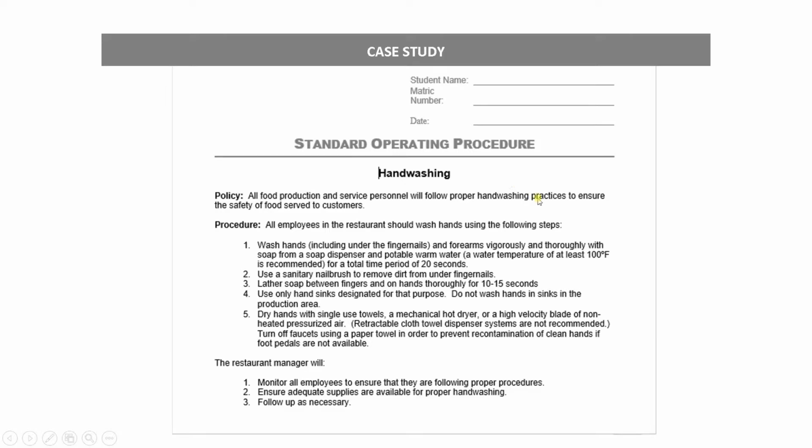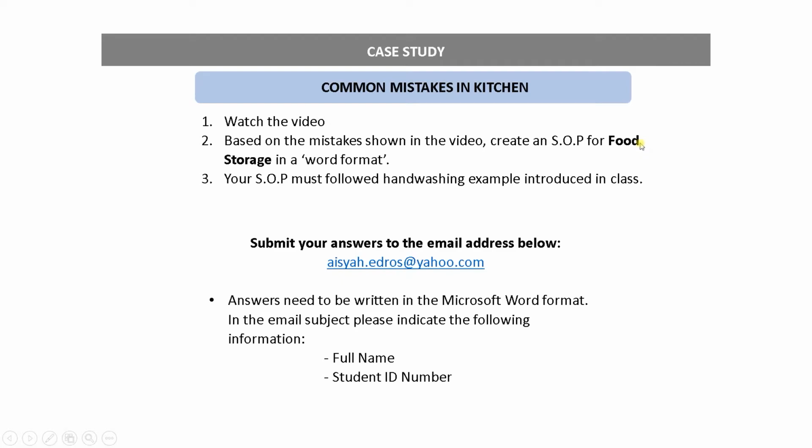It means just use the same kind of template and the same kind of design and the same kind of style for writing. You should have policy, the breakdown procedures, etc. Just follow this standard and write a new one, but instead of hand washing, it should be for food storage in the kitchen. After you have created your SOP, email it to this address. As usual, just put in the subject your full name and your student ID, no need to put anything else, and don't forget to attach the document. Your SOP should be created in Microsoft Word format.